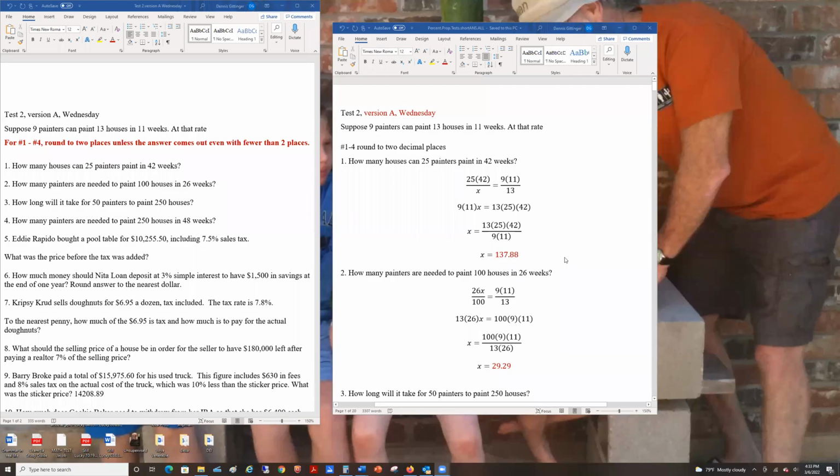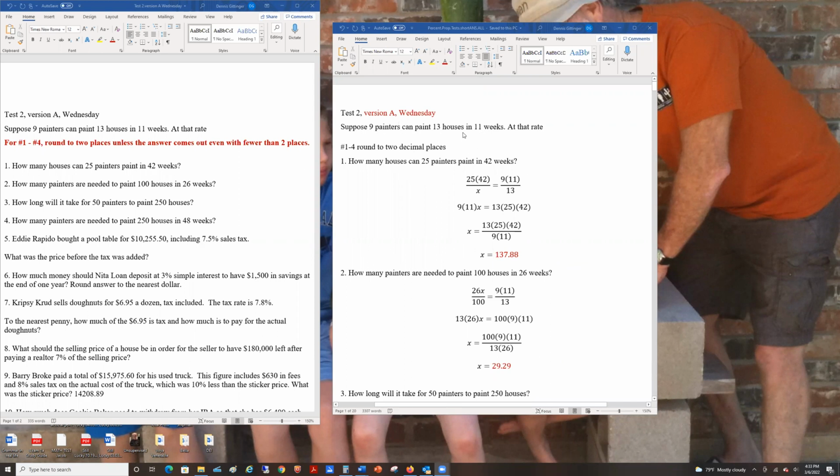All right, let's go over the problems from the second test. They're all listed on the left and on the right of the calculations. Suppose 9 painters can paint 13 houses in 11 weeks. What that means is in 9 times 11, which is 99 painter weeks, you get 13 houses. And we're assuming that the number of houses painted is directly proportional to the number of painters times the time.